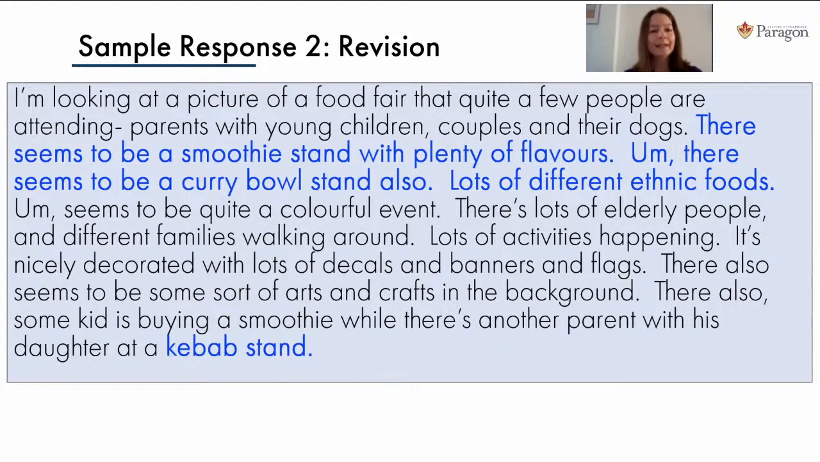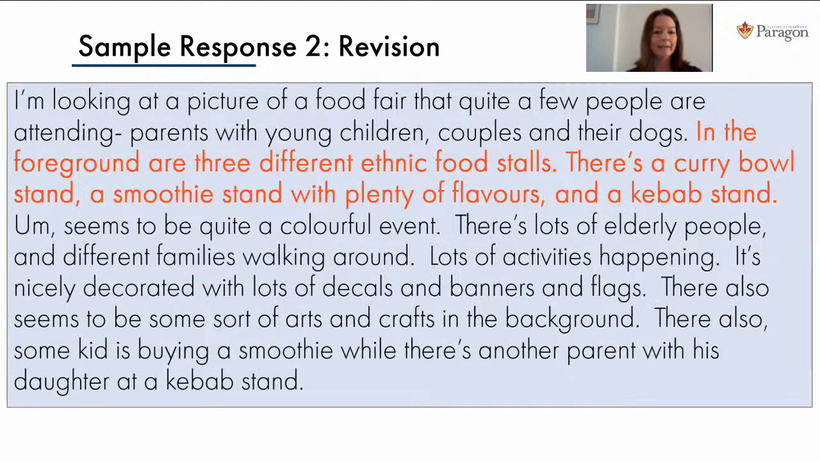So the next thing I'd like to look at is these blue sentences. So again, this represents our test taker's original response. But again, he starts off there talking about the smoothie stand and the curry bowl. And then at the bottom, he mentions kebab stand. So what I'd like to do is move the kebab stand detail from the bottom up to the top. So we've got all three of those food stands described together. So let's try this. I'm going to start with a transition. So we'll say in the foreground, right? That anchors our scene. We know where to look in our imagination. In the foreground are three different ethnic food stalls. So now we have, there's a curry bowl stand, a smoothie stand with plenty of flavors, and a kebab stand.